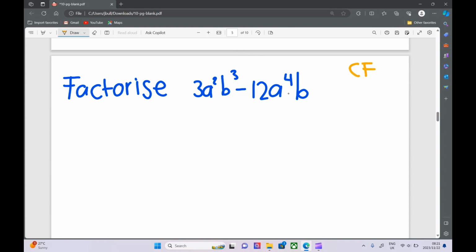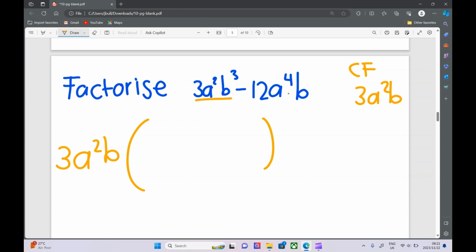So both of these we could divide by 3. We can divide by a squared, and we can divide by b. So that is my common factor. So I take that outside, so 3a squared b. Let's see what we have left.